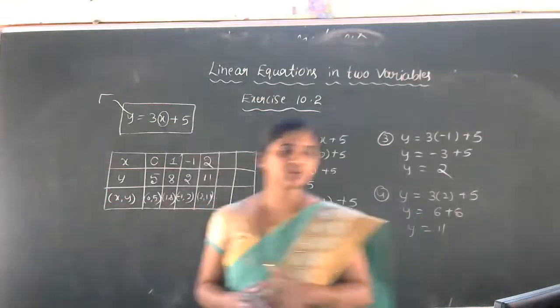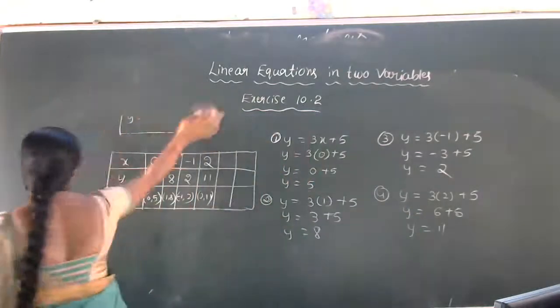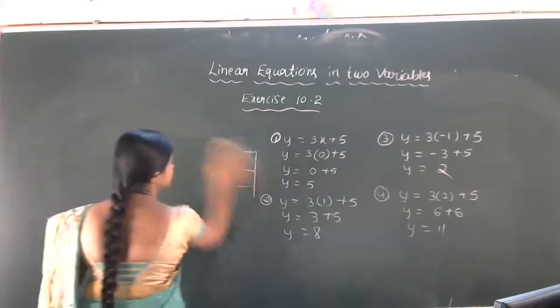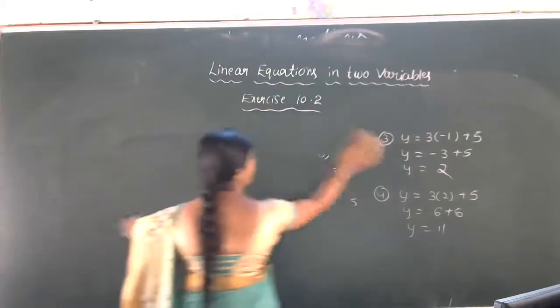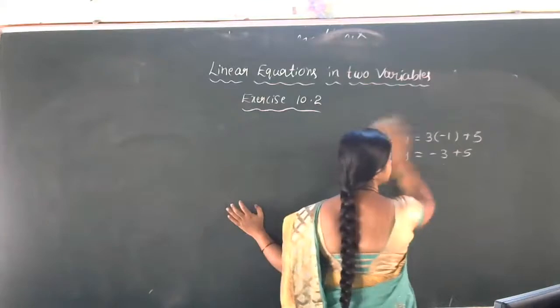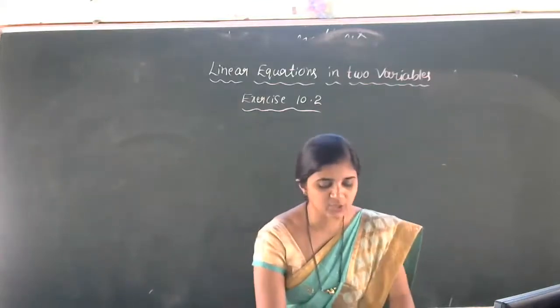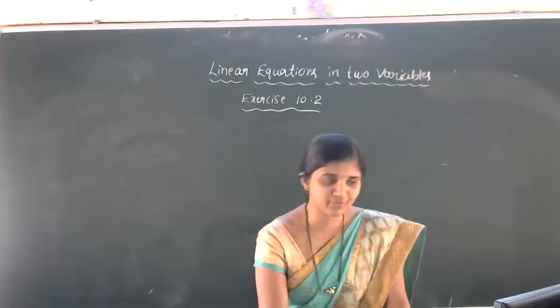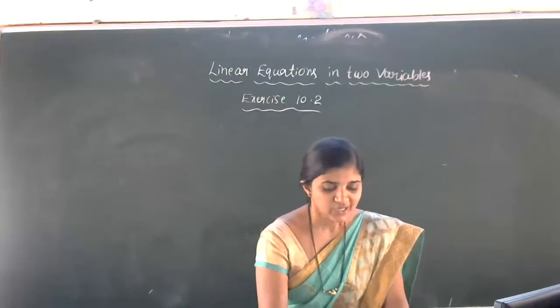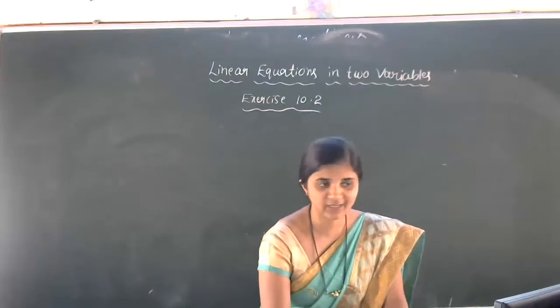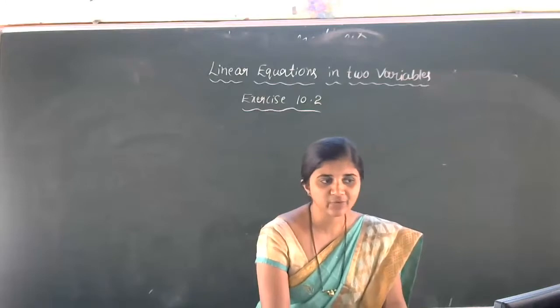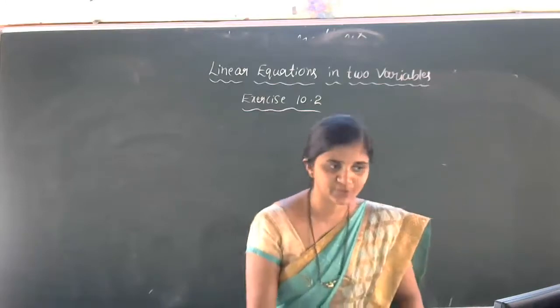Now we have to discuss the second question. What is there in the second problem? In the second problem, write 4 solutions for each of the following equations. There are 3 solutions given in the second main, so we have to find out 4 solutions for the equation.